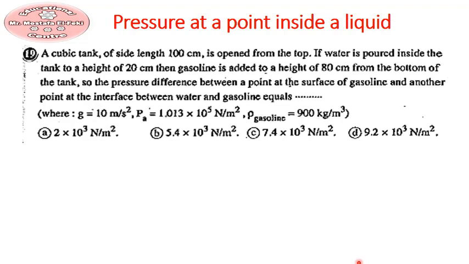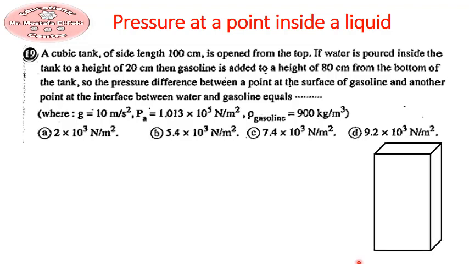A cubic tank of side length 100 centimeter is opened from the top. If the water is poured inside the tank to a height 20 centimeter, then gasoline is added to a height 80 centimeter from the bottom of the tank. So the pressure difference between the points at the surface of gasoline and another point at the interface between the water and the gasoline. This is the tank. 20 centimeter of water, then 60 centimeter of gasoline.